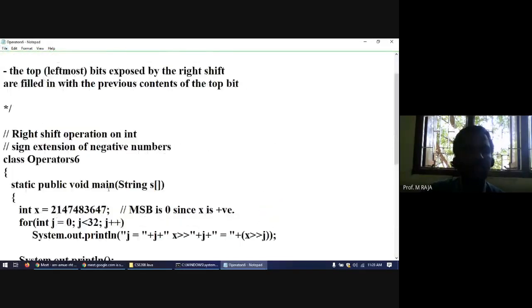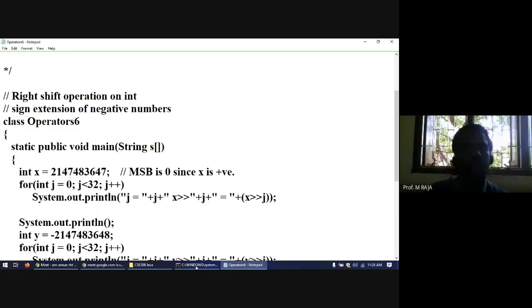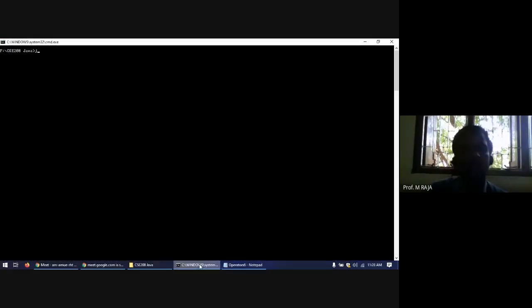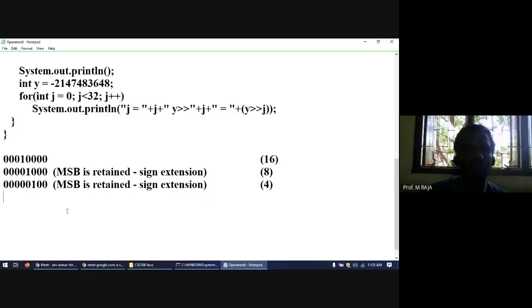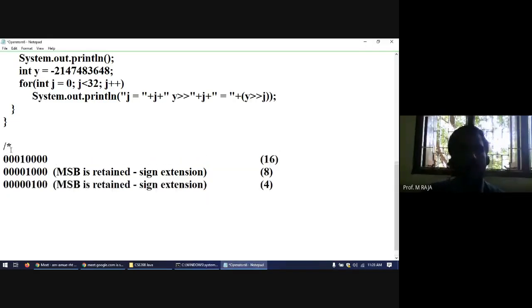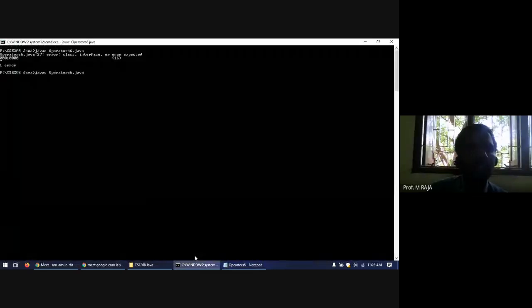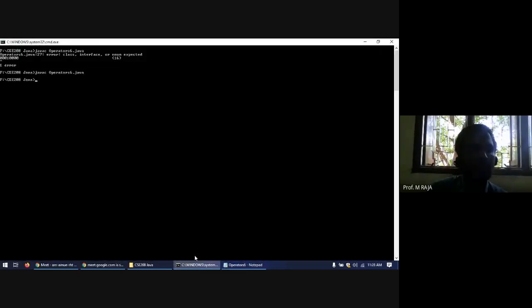So first check the result of the first part. Javac Operator6.java. Yes, this will be commented out. So, slash star slash. Compilation is okay. Then running the code, java Operators.